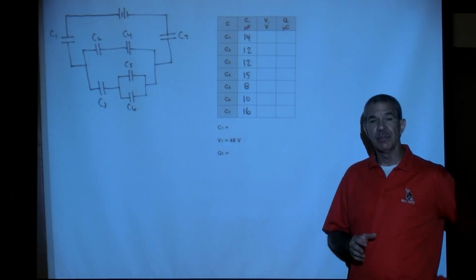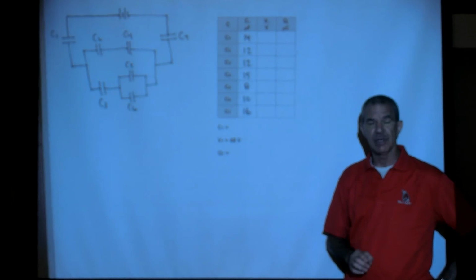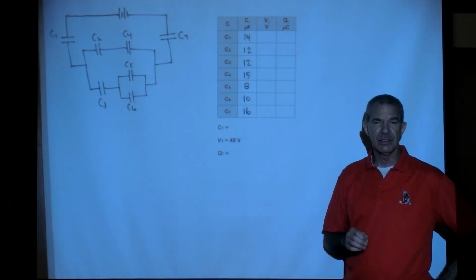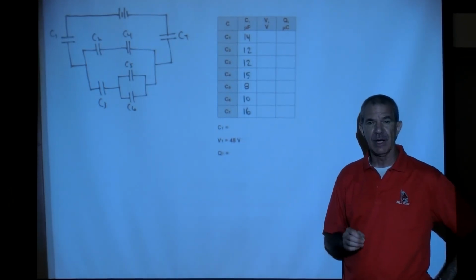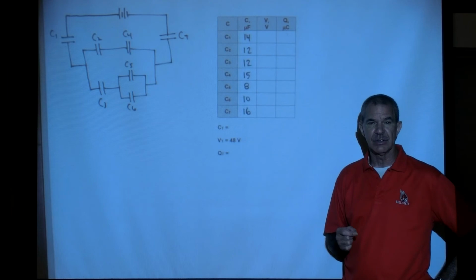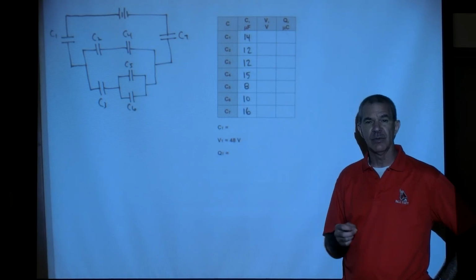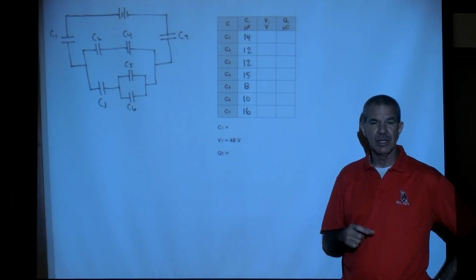In this video clip, I'm going to show an example of how to solve a combination capacitor circuit. When we solve a combination capacitor circuit, we're looking to find the potential difference, or voltage, across each individual capacitor and the charge on each capacitor. The relationship between capacitance, charge, and potential difference is the formula Q equals C times V.